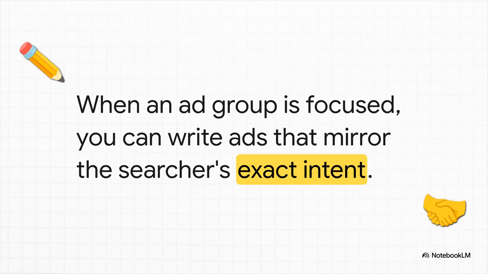Pillar number 3, and this one's all about communication. You get to write way more specific ad copy. I mean, when an ad group is focused only on, say, running shoes, your ad can talk directly to the person looking for them. You get to stop writing these vague, generic ads, and you can start mirroring the searcher's exact intent, word for word.